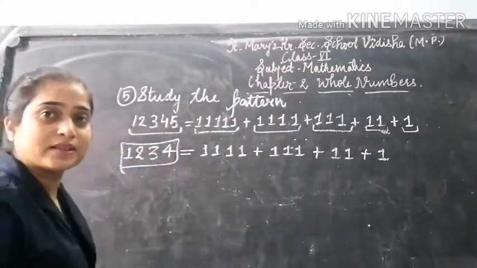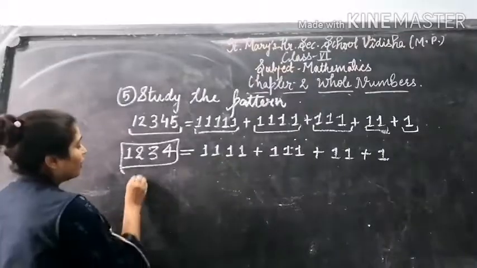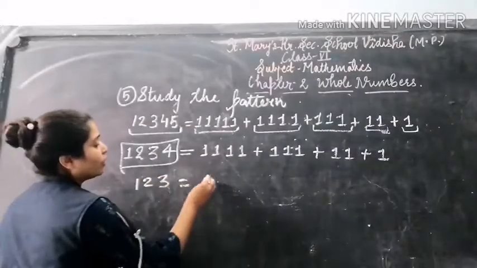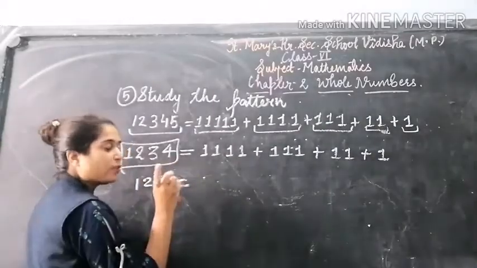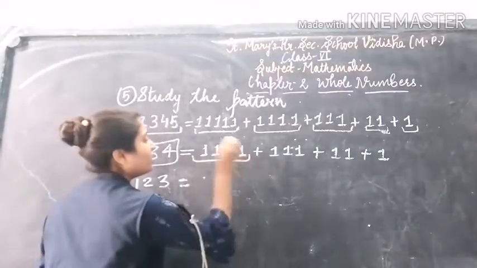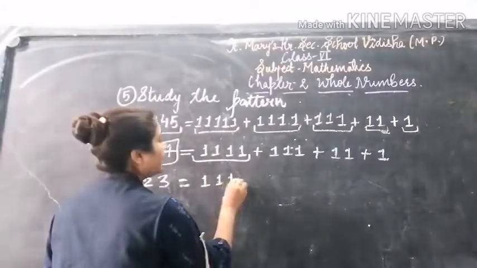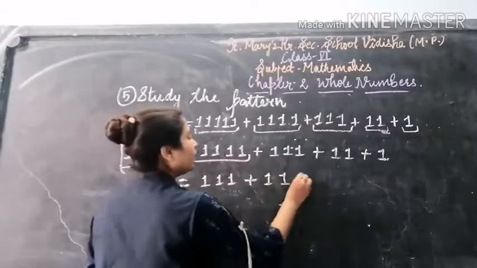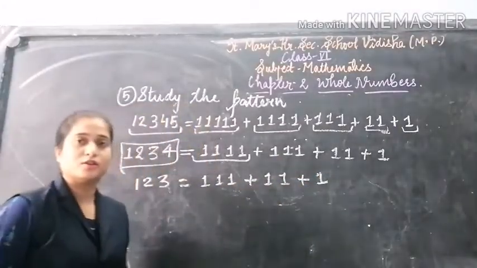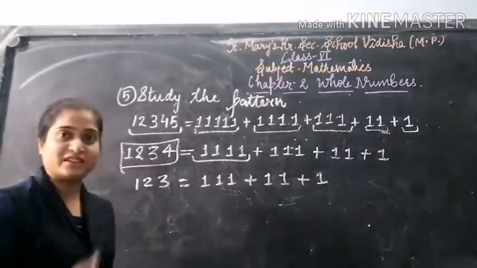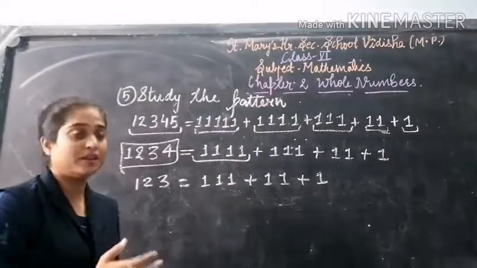Now what will be the next step? The next step will be 1, 2 and 3. How many times do we have to write 1? 3 times, because we have written 4 times here. We have to decrease by 1 time. So 3 times 1 we will write, and then 2 times and then 1 time. So we have written 2 steps in decreasing order and 2 steps in increasing order.